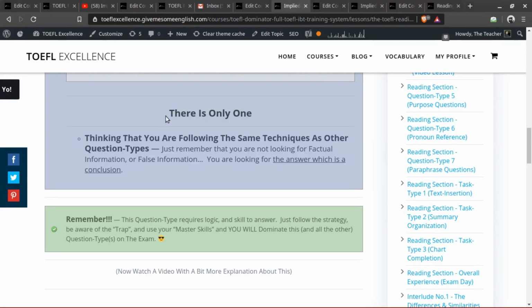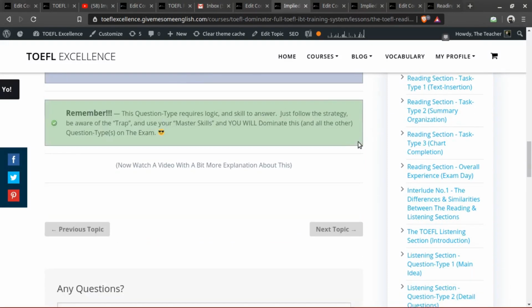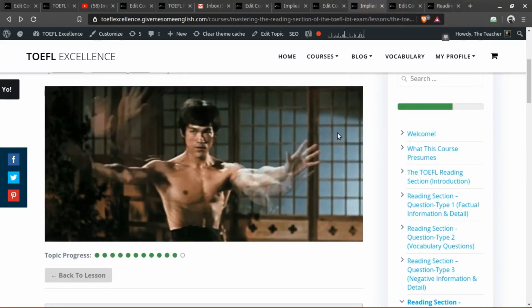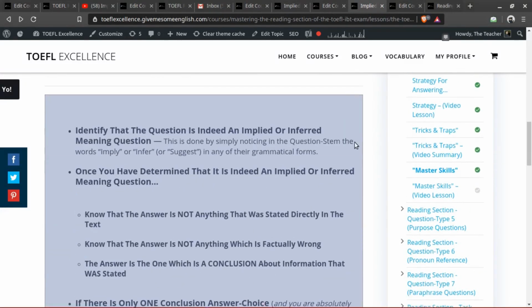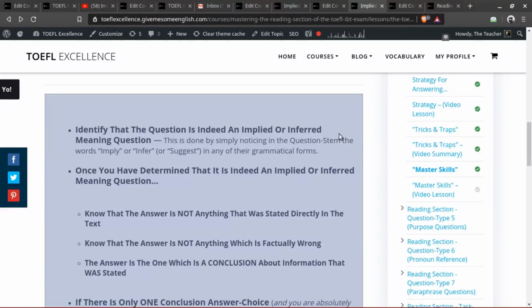So first of all, just to summarize what I just said, if it's factually true information which was stated in the reading passage, it's not the answer. If it is factually incorrect information, that's also not the answer. So how do we handle this as far as the master skills? We already saw a little bit of the strategy on how to handle this, but let's go over the master skills. So once again, these are dealing with the strategy.